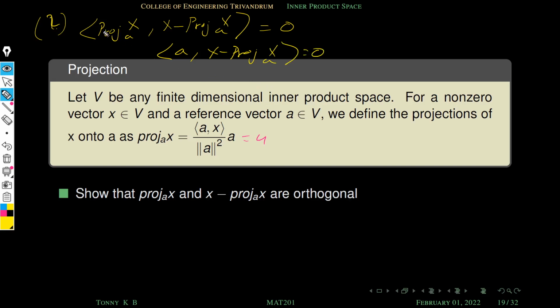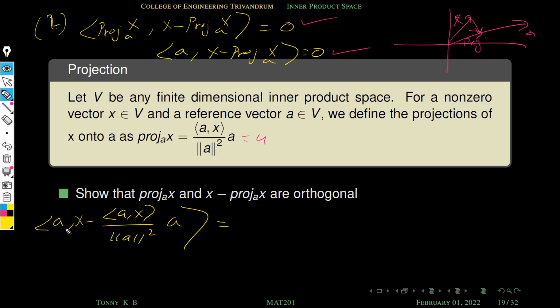We know that the projection lies in the direction of a, right? For example, consider our 2D case. Here this is our vector a, this is our x. Then what about the projection? The projection is this one, so the direction of the projection and the direction of a are the same. So instead of evaluating this inner product, I am going to evaluate the inner product between a and this one. If this is 0, then this is also true.